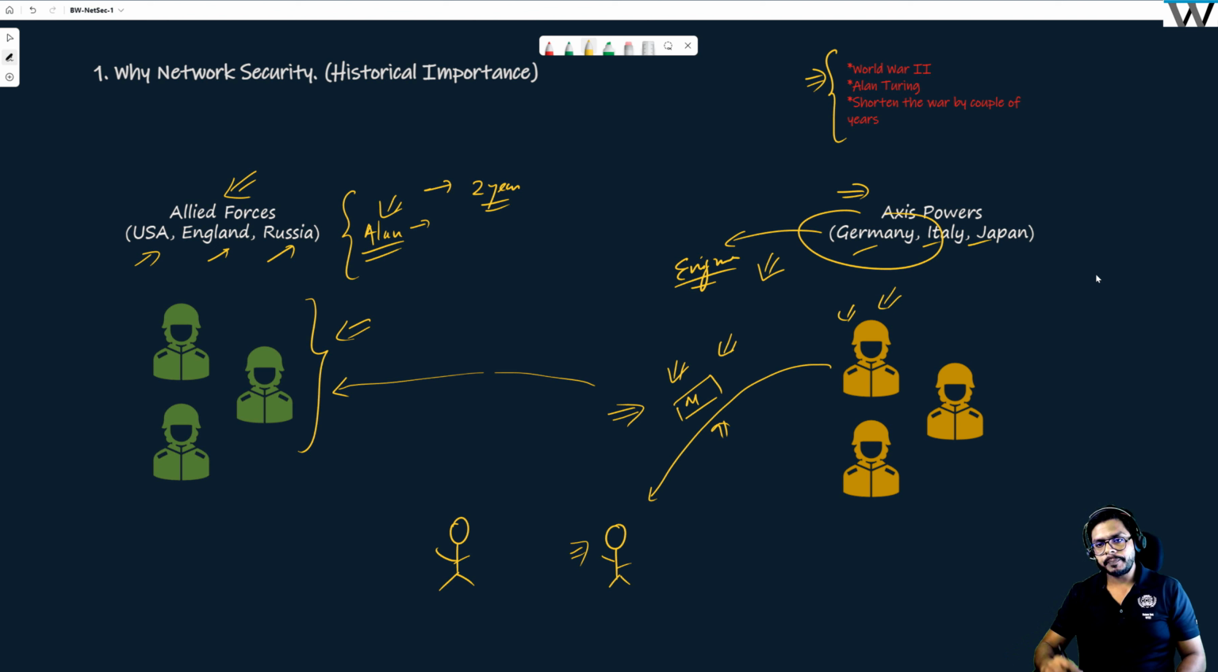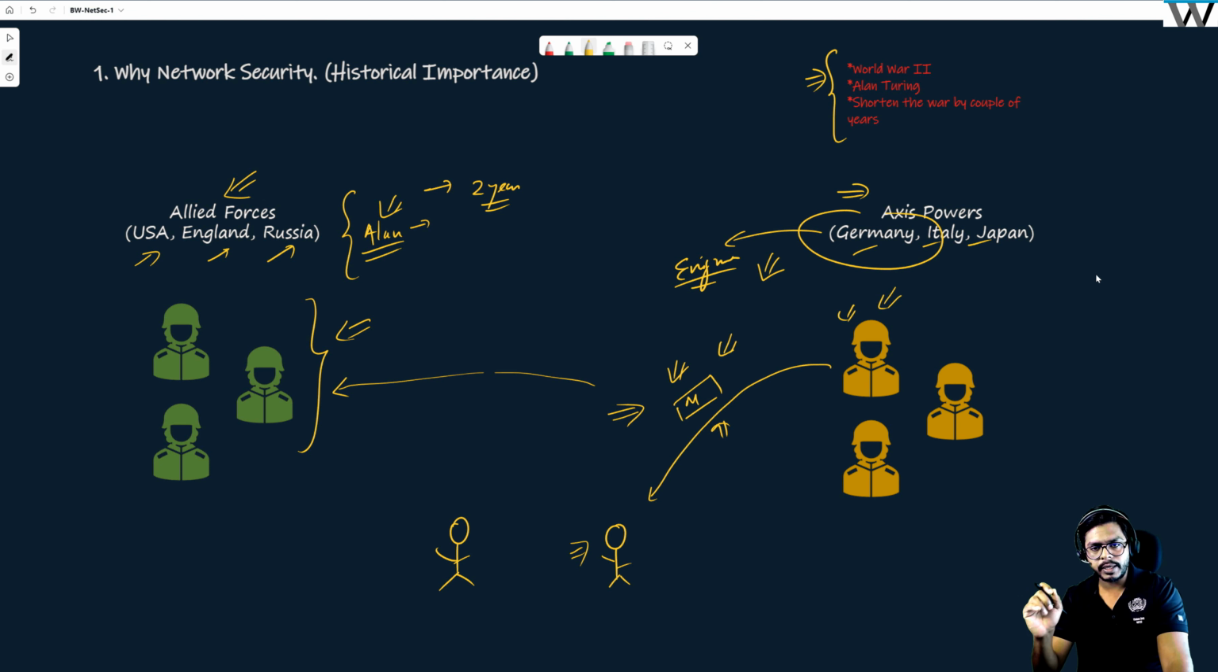So overall, if you are sending a message to another party, and you want to save it so that it cannot go into the hands of an intruder, then basically you need to do something. And that is what we are going to study in this complete course of maybe 10 to 12 hours or maybe 16 hours. I'm not sure about it, right?